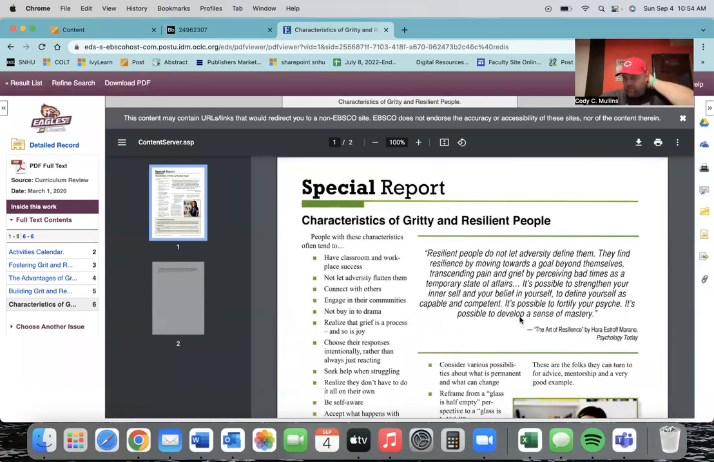And so essentially it's the characteristics of gritty and resilient people. This is a big topic in education, certainly, but in success in general. The idea of grit, this idea of when you're faced with adversity, how people who might not per se be as talented as others, but they have this gritty aspect to them, are often the ones that are more successful. And so you're going to read about that first.